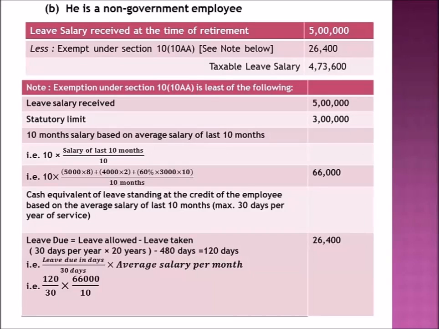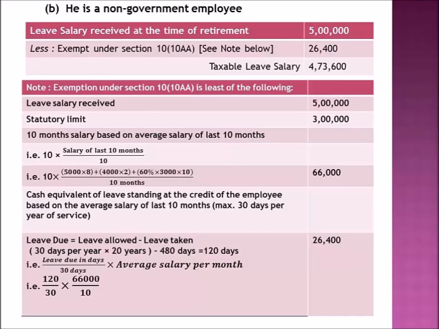Now comes the major calculation when he is a non-government employee. For a non-government employee, we will deduct the least of the four conditions given under section 10 subsection 10AA for the exemption of encashment. And what are those four conditions? Number one was leave salary actually received. Number two was statutory limit of 3 lakh. Number three, 10 months salary based on average salary of last 10 months.